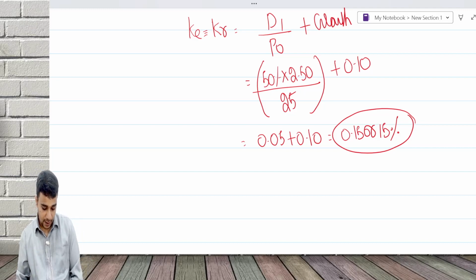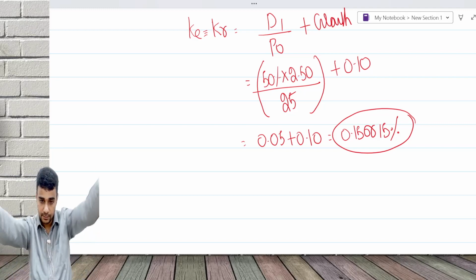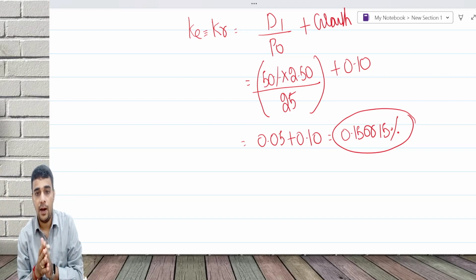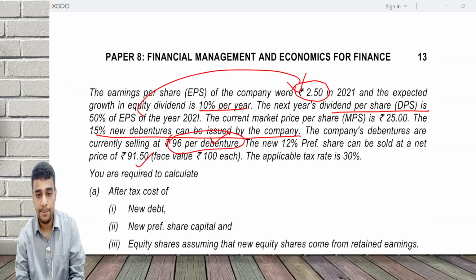With that, we'll get part 2 also. Cost of equity or cost of retained earnings is 15%.